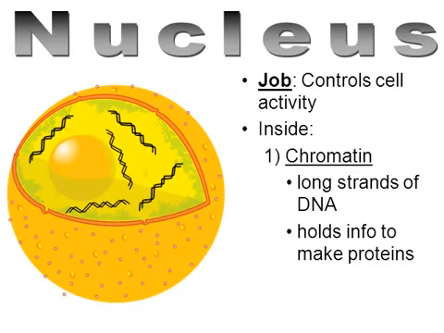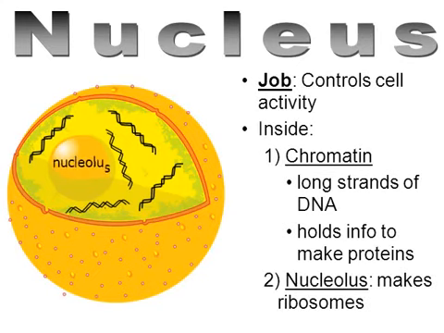And this is why we call the nucleus the control center, because the chromatin will be sending out information to make proteins. And proteins do a lot of the work. The vast majority of the work inside of our cells, inside of our bodies, is performed by proteins. So this is why the nucleus gets the nickname of the control center.